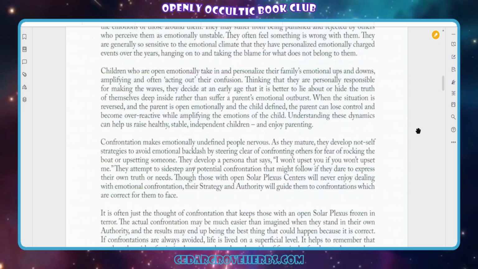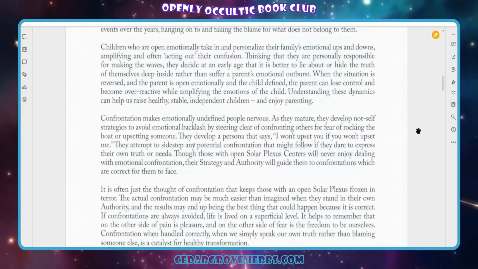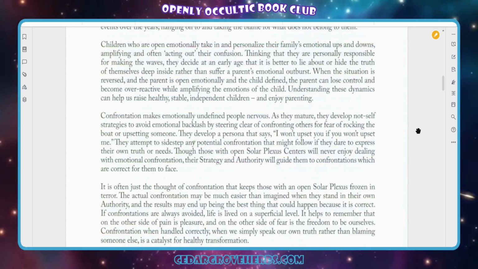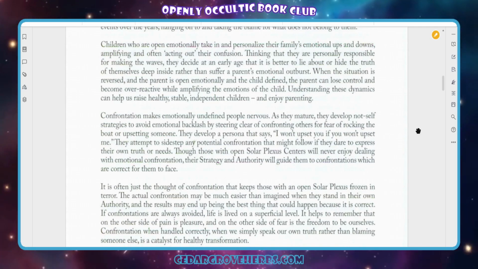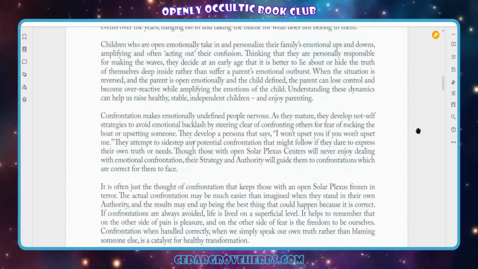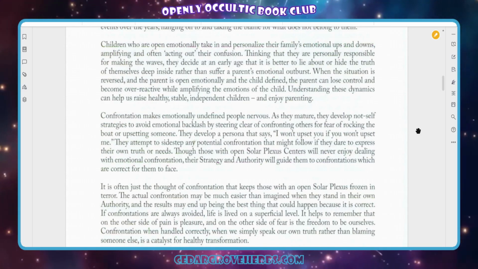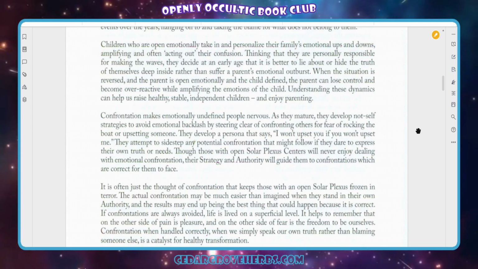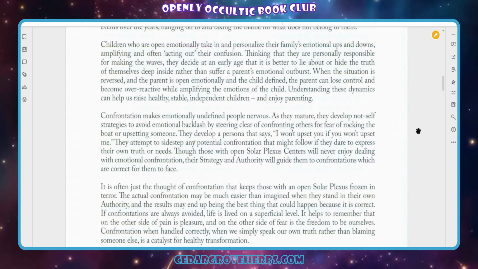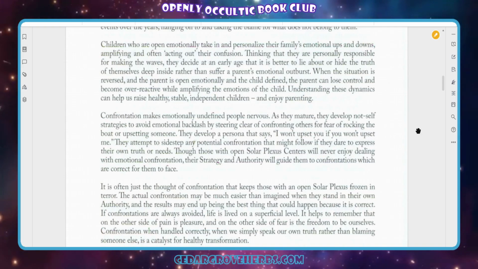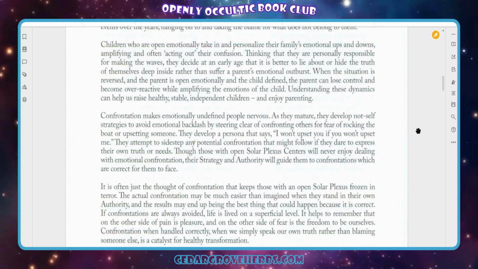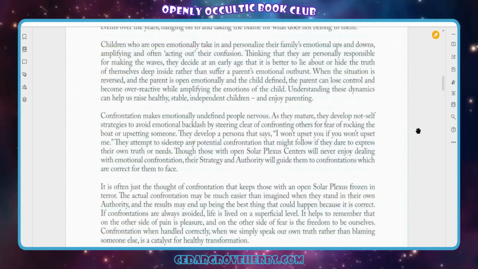Confrontation makes emotionally undefined people nervous. As they mature, they develop not-self strategies to avoid emotional backlash by steering clear of confronting others for fear of rocking the boat or upsetting someone. They develop a persona that says, I won't upset you if you won't upset me. They attempt to sidestep any potential confrontation that might follow if they dare to express their own truth or needs.